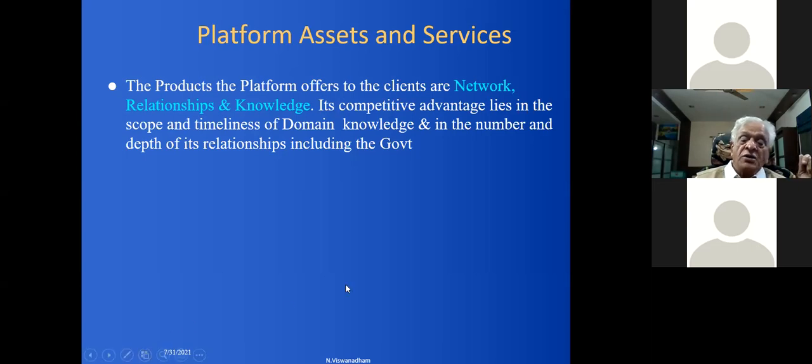And what is the domain knowledge in the number and depth? How do you design a platform? If I design a platform, I should know about healthcare first. That is the domain knowledge. And the depth of relationships, including the government. I should know all the hospitals, all the pharmacies, all the clinical labs, everybody. And then I should be able to connect with them.